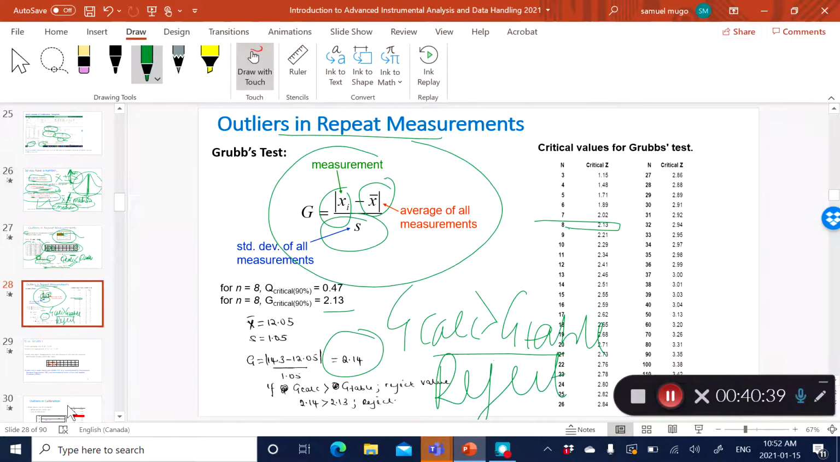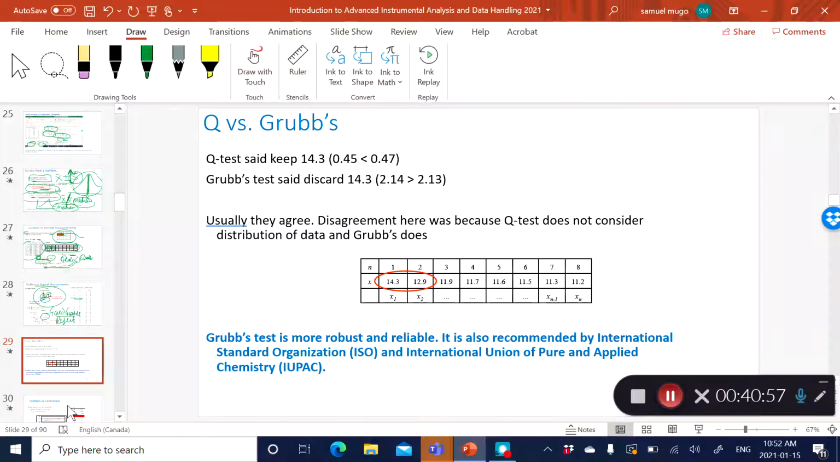So you can see I've got a problem. The Q test tells me to keep the data. The G test, or the Grubbs test, tells me to reject the data. So which one should I use? So ideally, you should use the Grubbs test.